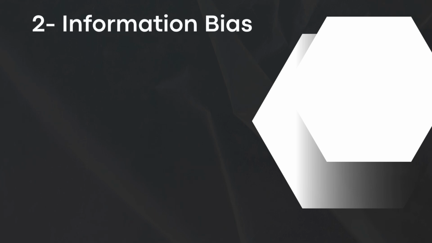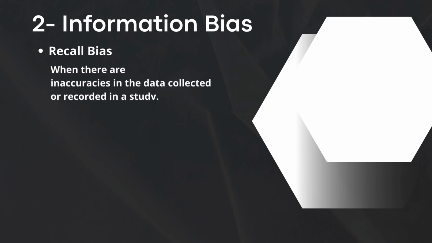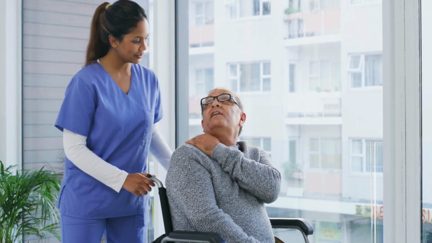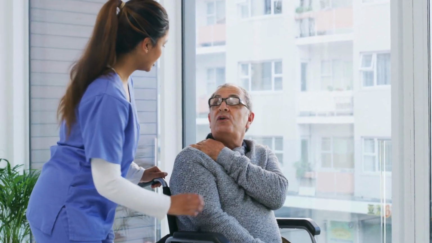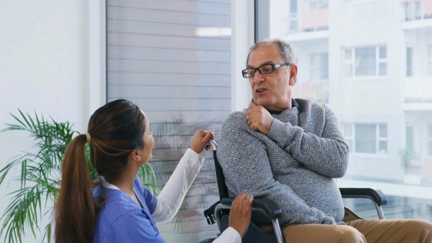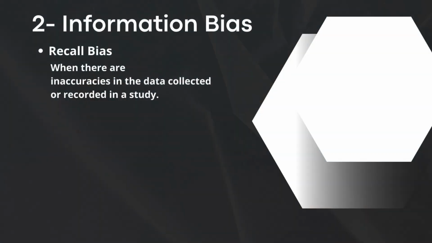Another type of bias is the information bias, and we can divide it into two subtypes. The recall bias, and this type occurs when participants do not accurately remember past events. And this is often seen in retrospective studies. For example, patients with a certain disease might recall their exposure to a risk factor differently than healthy controls.